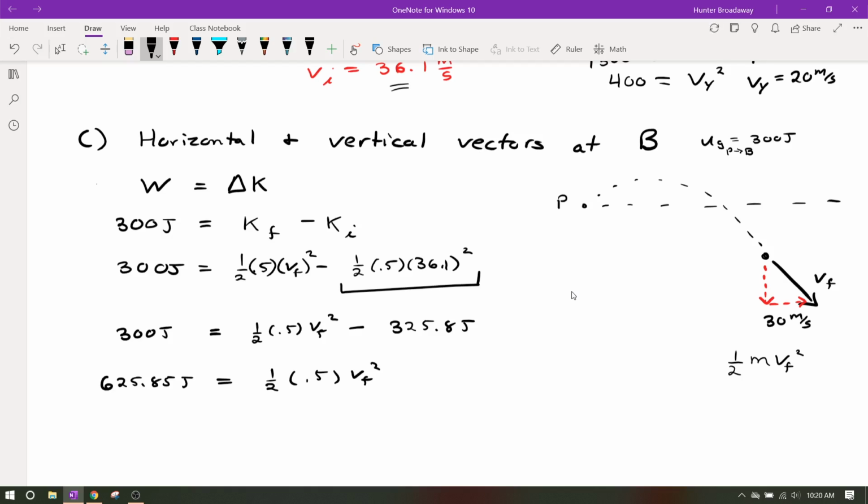Do what? Oh, I wrote 5 in joules at the same time. Yeah, sorry, 625.8 joules. You're right. 625.8 joules equals 1/2 times 0.5 times VF squared. We're going to multiply by 2 twice because that's a 1/2 and a 0.5. So we're just going to multiply it by 4. 625.8 multiplied by 4, that's 2503. So I get about 2,503 joules is equal to VF squared. So our final velocity at the end is going to be equal to the square root of that number.